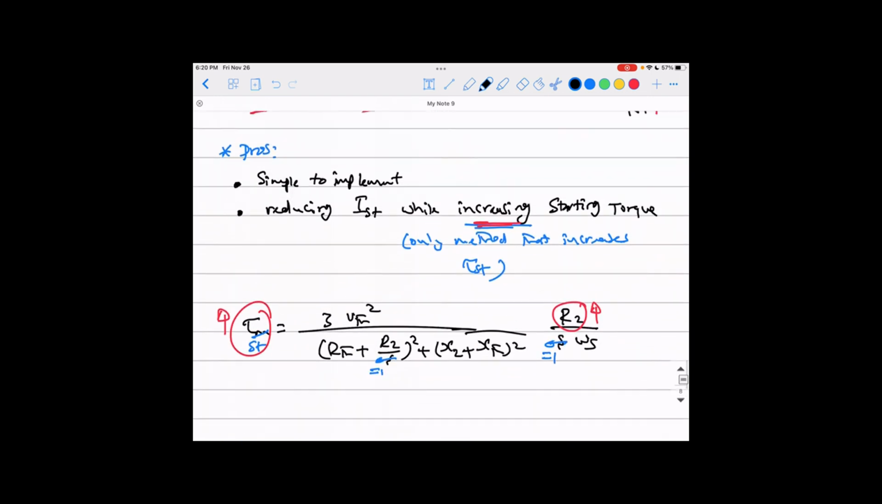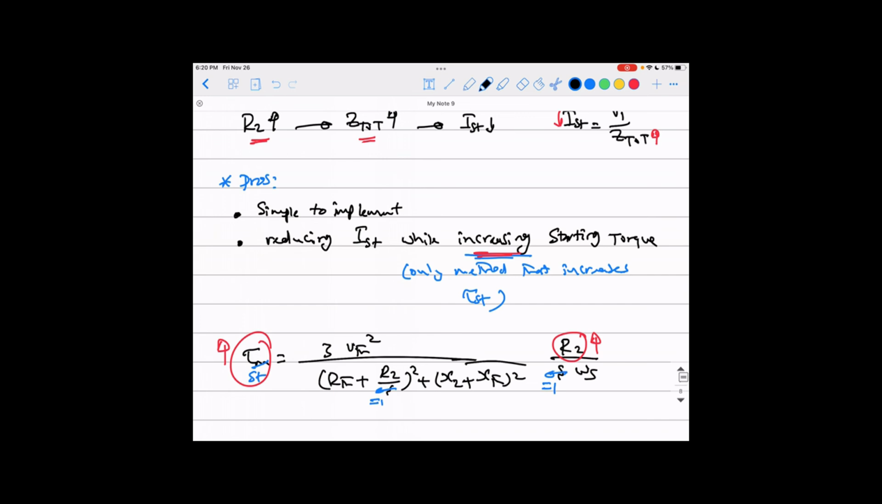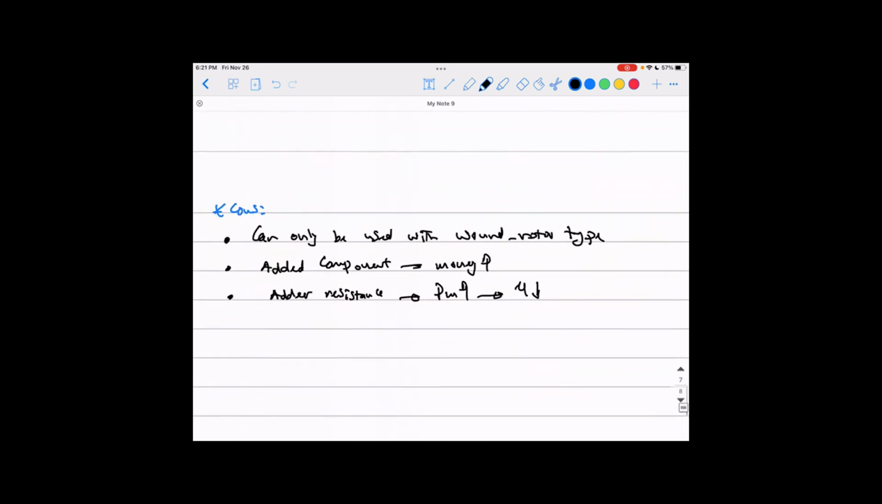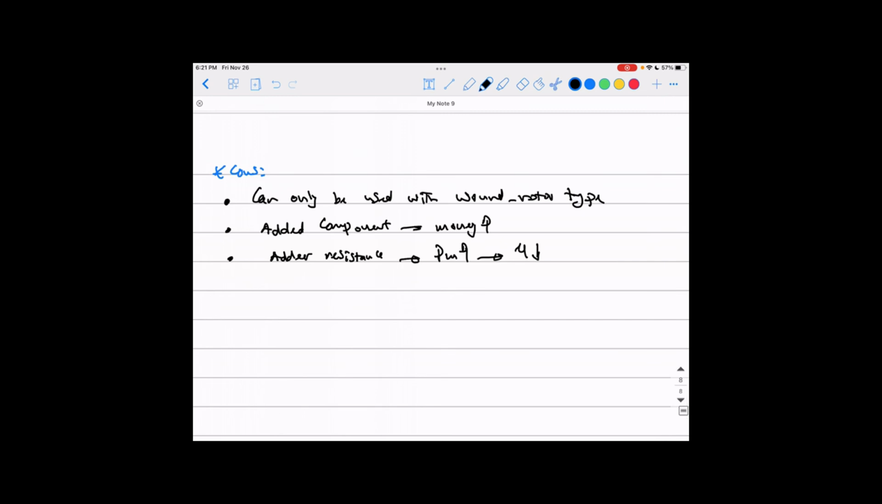Yeah, you can use it, and it has a very good advantage of reducing the starting current while increasing the starting torque, but it comes with a cost. It has a reduction in efficiency, more added money, and the worst thing here is that it can be used just with the wound rotor type, which is not the dominant type. The most dominant type you can see all the time is the squirrel cage type. So anything that comes with a need to access the rotor is basically something we don't like to have.